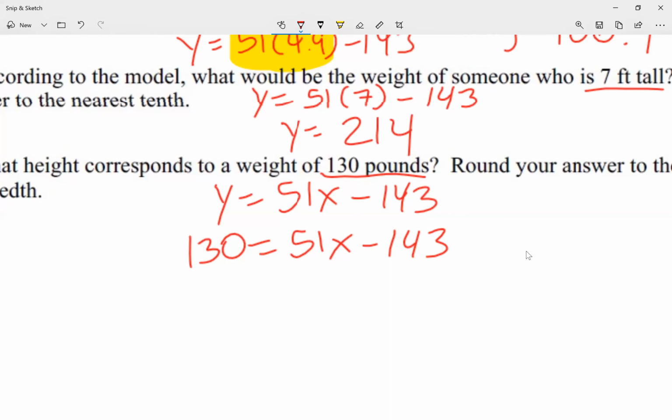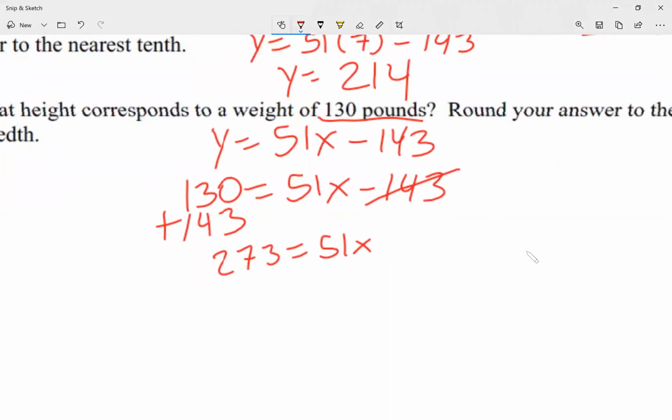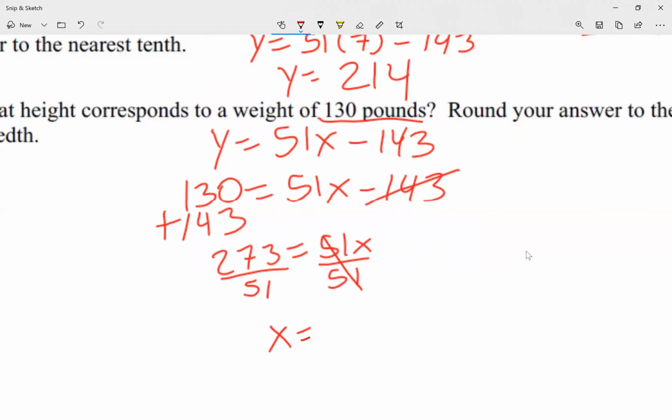So I'm solving for the letter that's still left. In this case, I'm solving for x. All right, I want 51x to be by itself, so the negative 143, I'm going to cancel it out. I'm going to move it to the other side as a plus 143. Remember, we got to switch the sign. So that gives me that 273 is equal to 51x. I'm solving for x, remember? And then let me divide both sides by 51 because I want x by itself. So that gives me that x is equal to 273 divided by 51. I use a calculator and wow, I get a big decimal.